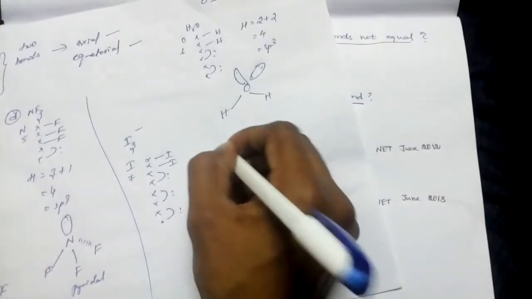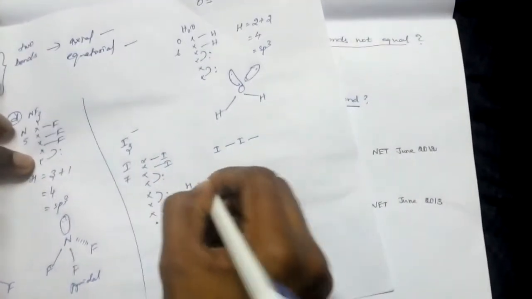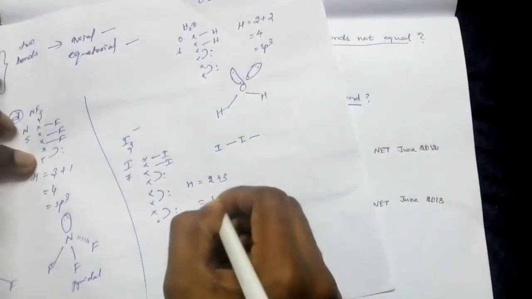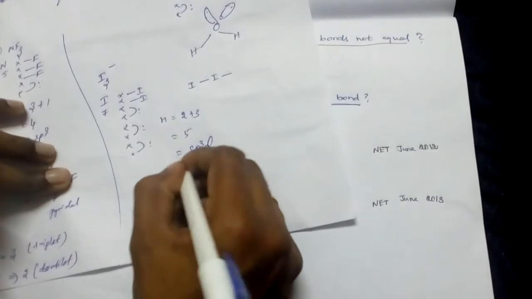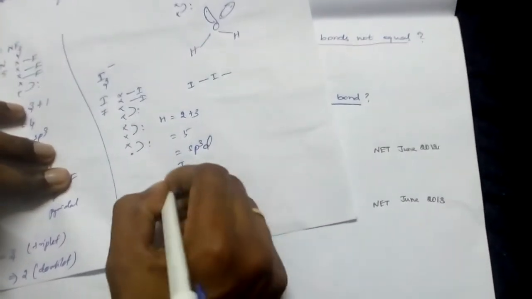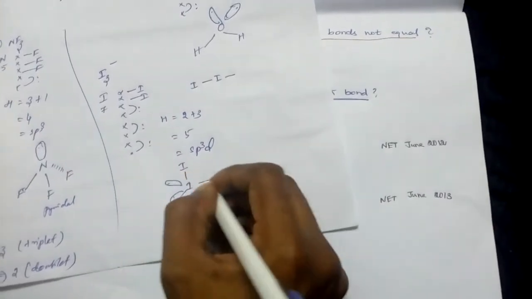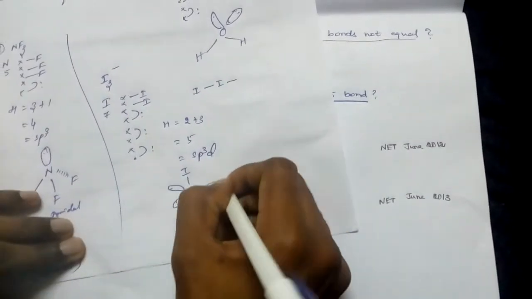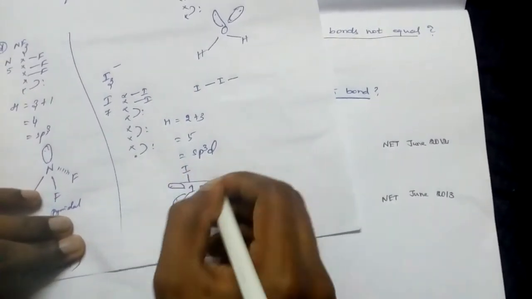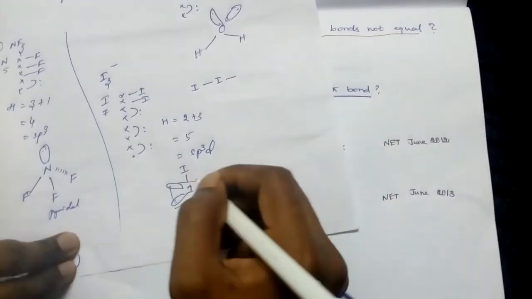You must answer like this. The hybridization H is equal to 2 plus 3. 3 lone pairs means sp3d hybridization. In sp3d hybridization, one iodine is like this, one iodine is like this, and one iodine is like this, with lone pairs here and here, and one more lone pair. So this is a linear structure. The 3 lone pairs are in the equatorial position, and 2 iodine atoms are in the axial position.